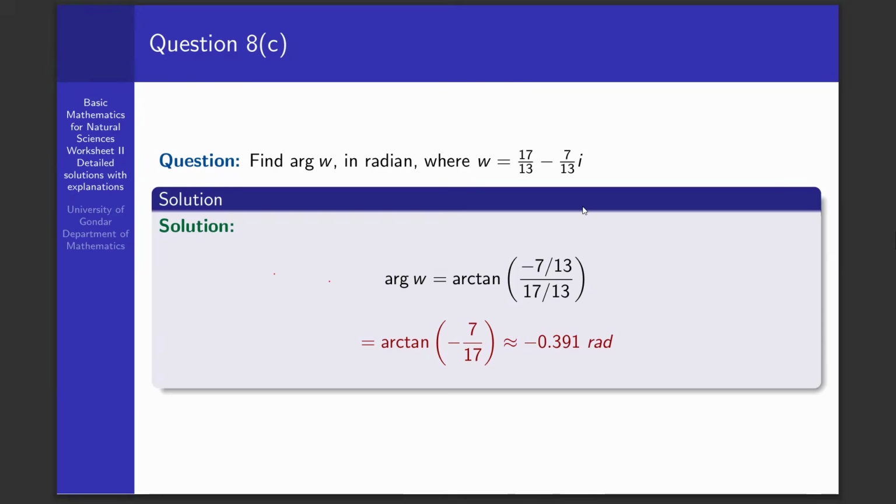This is negative because the terminal side of the angle will be found in the fourth quadrant, because the argument is an angle between the positive x-axis and the ray of the complex number itself, so it is a negative angle.